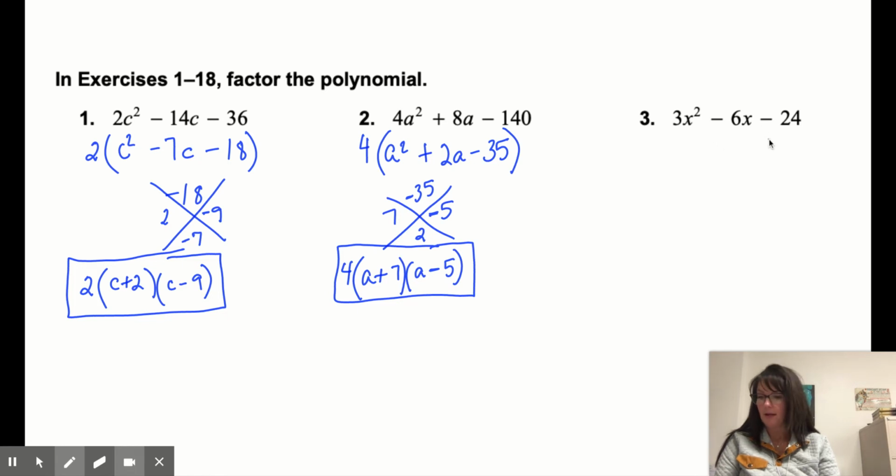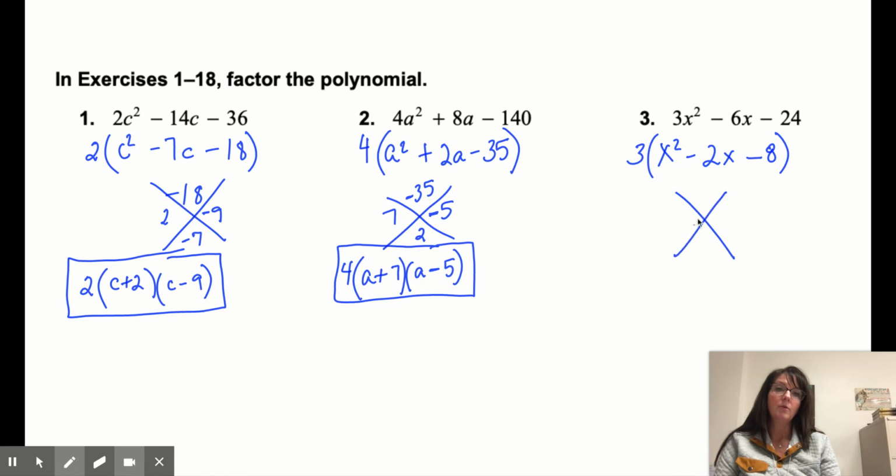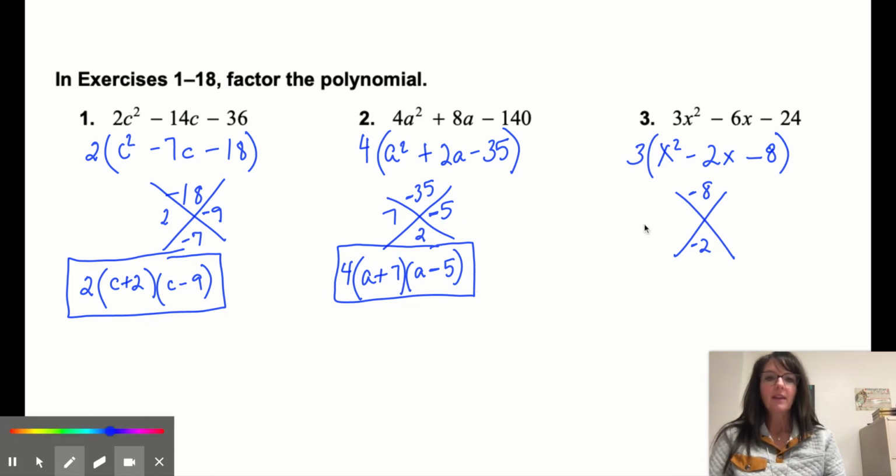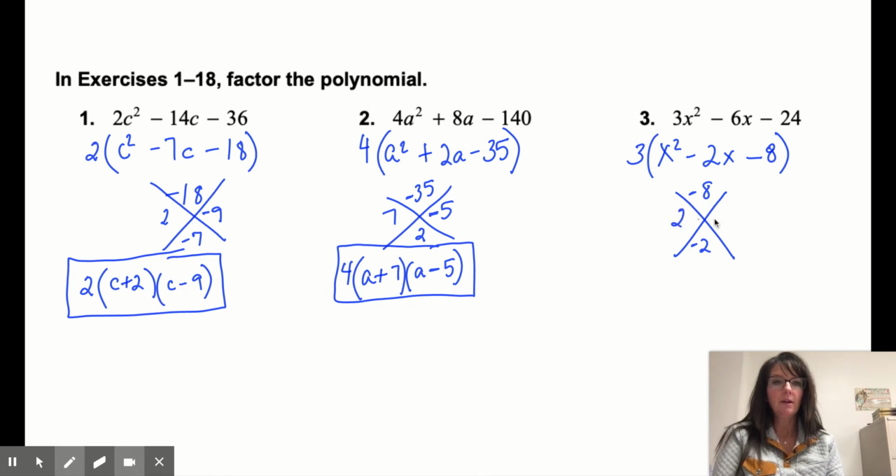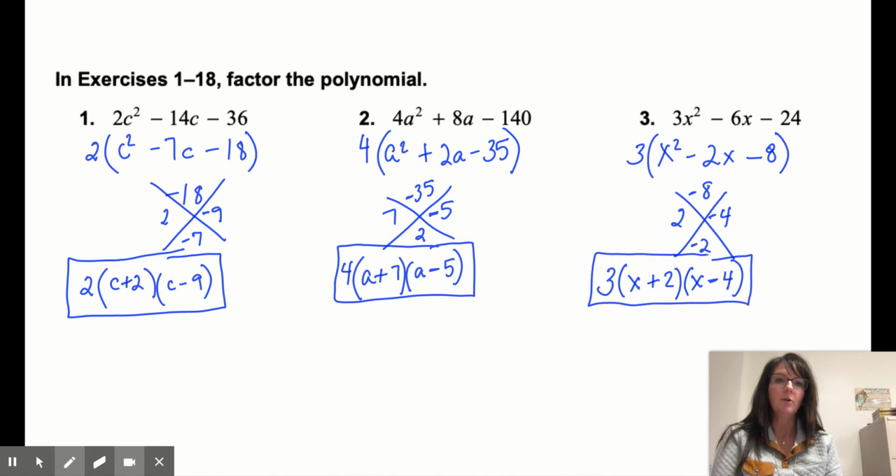Looking at number 3. We look for a common factor, and I can see that the common factor here is 3. So I'm going to factor out a 3, and I'm left with x squared minus 2x minus 8. Looking for factors of negative 8 that sum to negative 2: 2 and 4 have a difference of 2, and this would make the 4 negative. So we'll have 3 times x plus 2 and x minus 4. Again, double check by FOILing these and then multiplying everything by 3, and you should get your original trinomial.